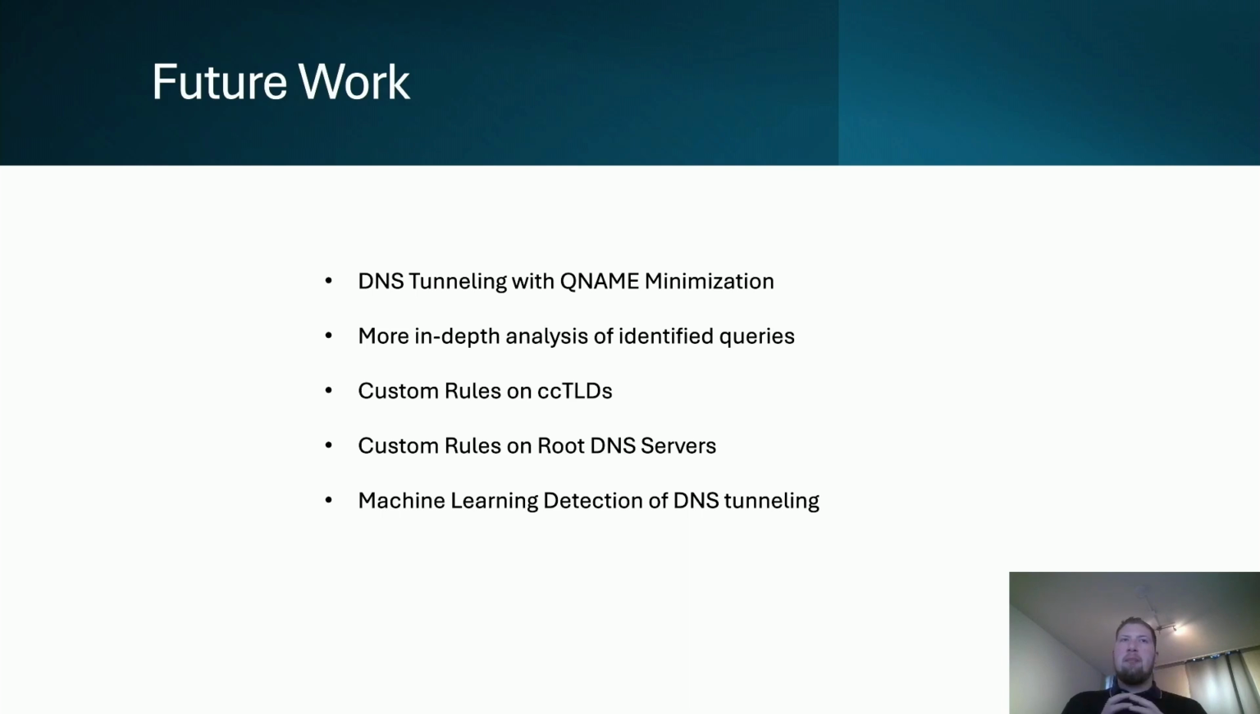Something about the future work: we can do future work by using DNS tunneling with QName minimization. We can continue also to do more in-depth analysis of identified queries with custom rules on ccTLDs and on root DNS servers, and we can use machine learning detection of DNS tunneling, using models and training data in this case.